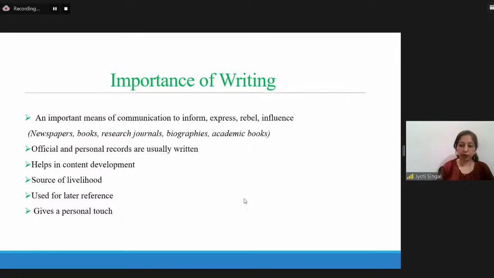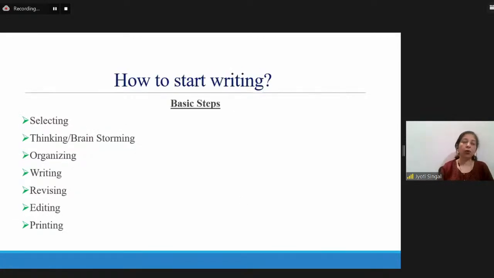So, all of you said you're writing diaries, etc. Now, how do I start writing? For example, today I tell you, okay, students, please start writing something. Now, you wonder why is ma'am saying start writing something? What do we exactly write? So, the first and very important, the basic steps behind writing are these.